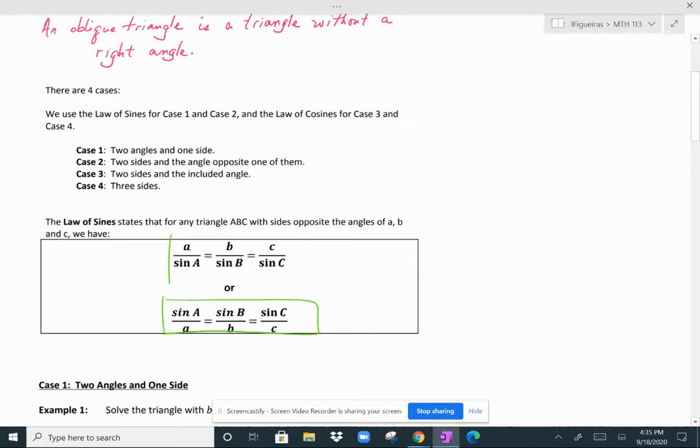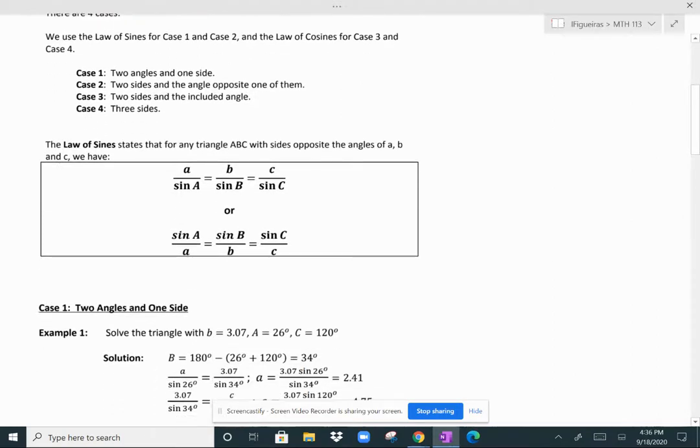So using the top formulas versus the bottom formulas depends on what you're looking for. If you're solving for a side, I would use the top ones. If you're solving for an angle, I would use the bottom ones. Just to remind you of the notation, the capital letters A, B, C represent the angles. The sides are the lowercase letters a, b, c. Opposite of angle A is side a, opposite of angle B is side b, and opposite of angle C is side c.